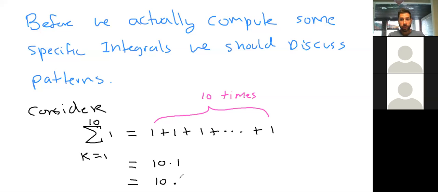If you don't believe me, go to your calculator and add up 1. Do 1 plus 1 plus 1 plus 1 plus 1. Hit the plus sign 10 times and tell me what you get. You're going to get 10.